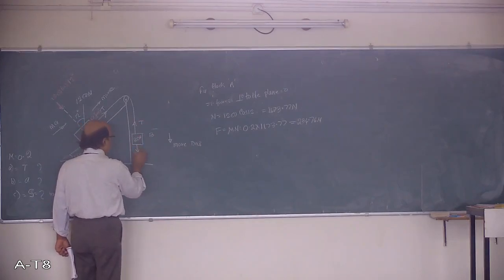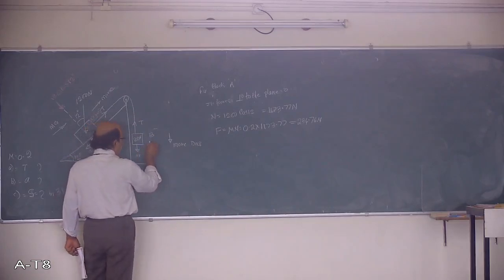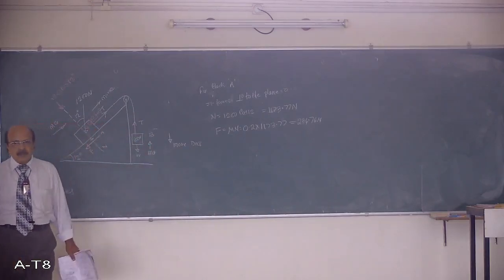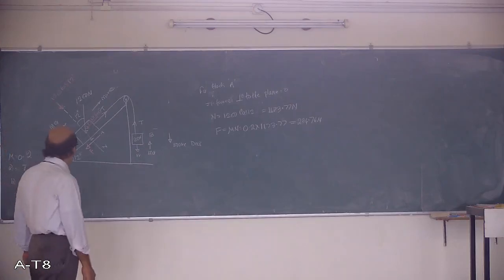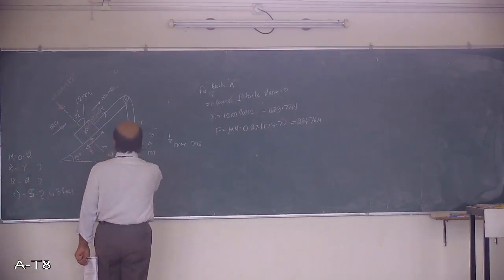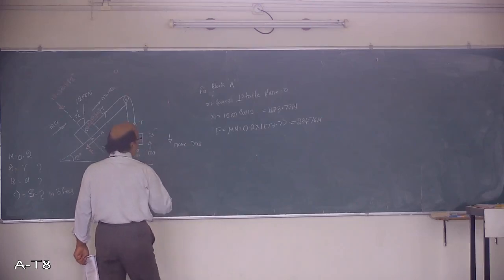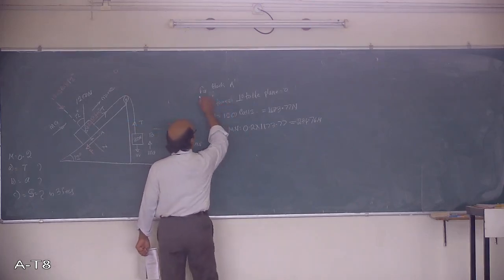Similarly, consider block B also: tension is T, and the weight is acting downwards. As it is moving downwards, the inertia force will be acting upwards. That's all, nothing else. First of all, we'll write an equation for block A.